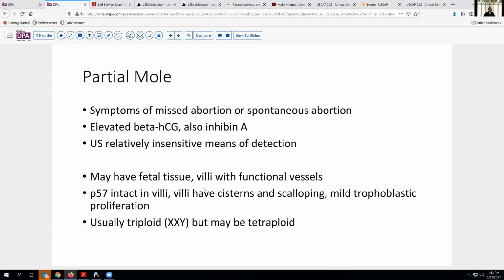And many of these will have identifiable fetal tissue, and therefore they will have villi that have functional vessels. And as I've mentioned, they're usually triploid, XXY. Other ploidies have been reported, but again, usually with a combination of maternal and paternal genes, usually with more than one paternal copy.